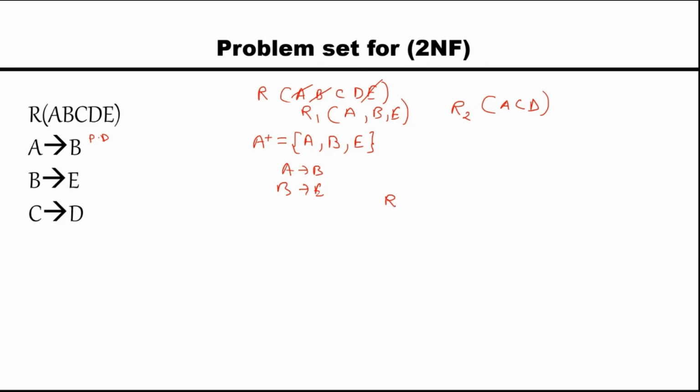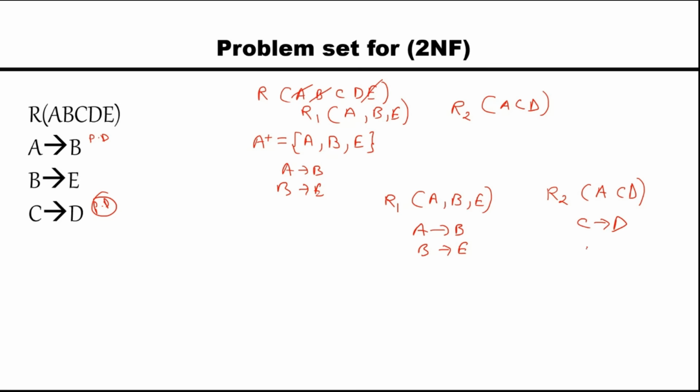Now let me further write. We have got two relations. One is R1, which is having A, B and E, and I am also having a relation R2, which is having A, C and D. In relation R1, I am having two functional dependencies: A determines B and B determines E. But remember, one of the problems is C determines D. Still, it's a problem because it's a partial dependency, so further we have to solve this.